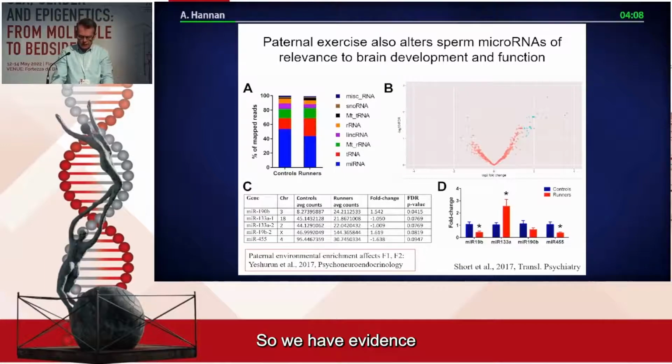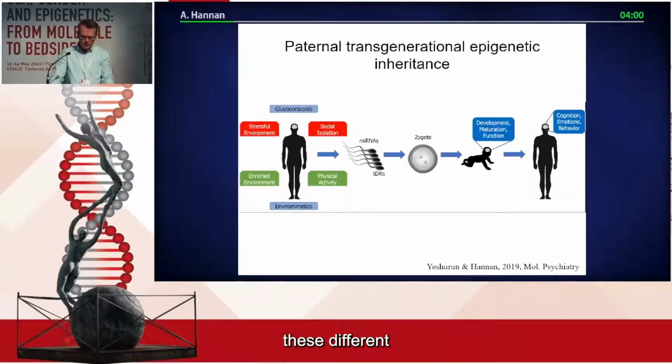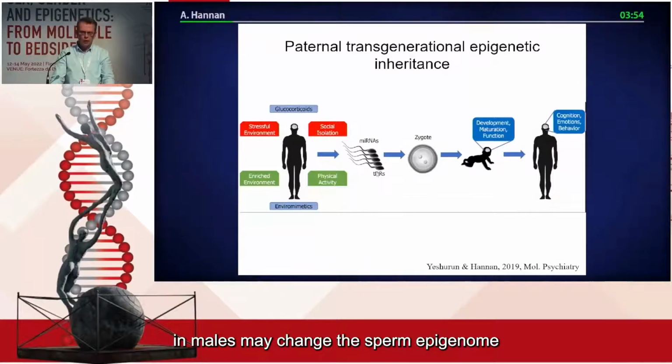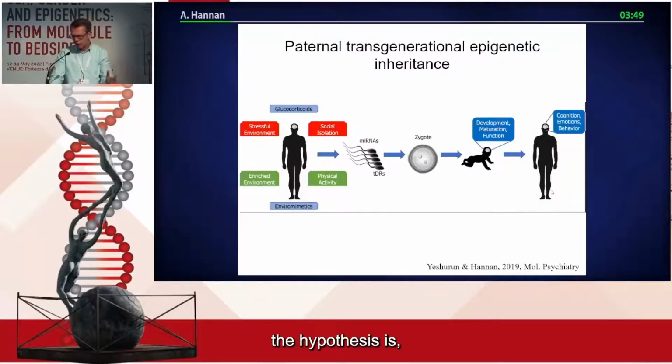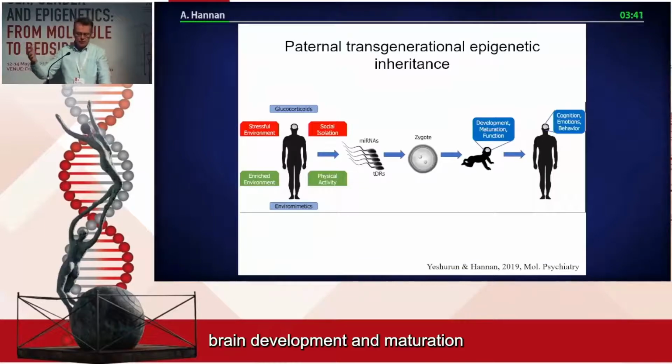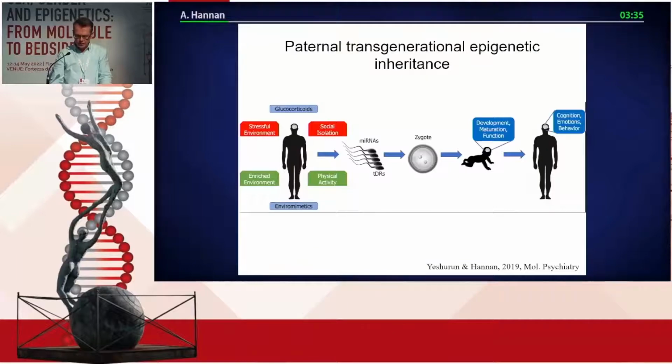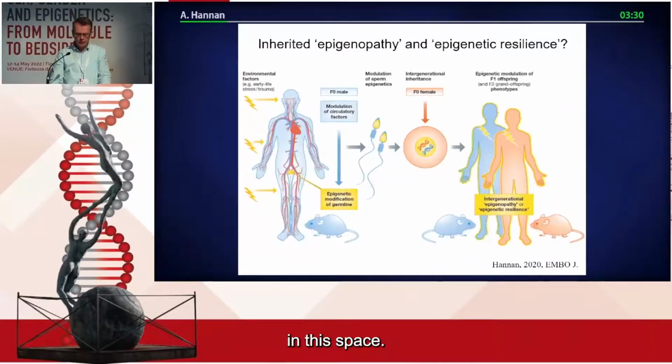So we have evidence of transgenerational effects with that particular environmental intervention. Putting all this together, these different environmental exposures in males may change the sperm epigenome in a broad definition, including non-coding RNAs. The hypothesis is, and obviously we need a lot more human data, that this could cause changes in brain development and maturation that lead to different cognitive, affective, and other behavioural traits in the offspring. There's a lot of rodent data now, but we absolutely need more human data in this space.